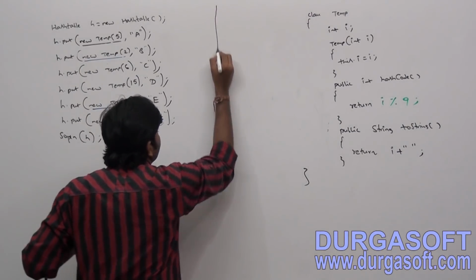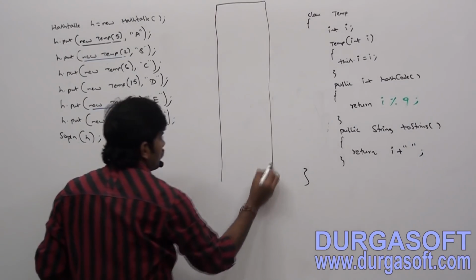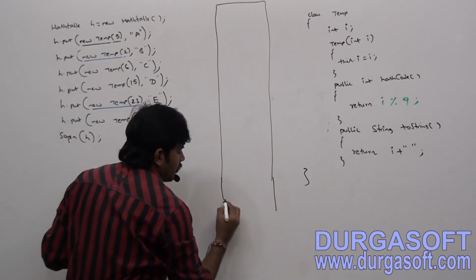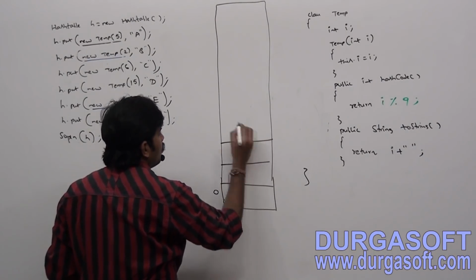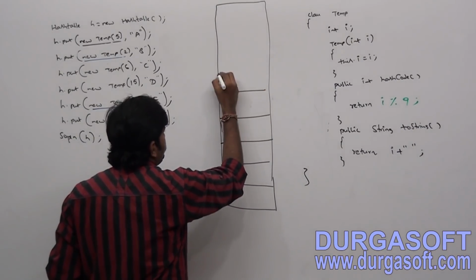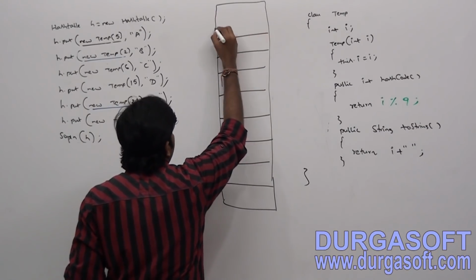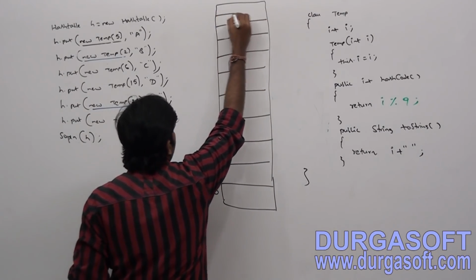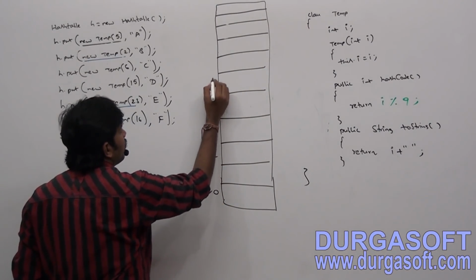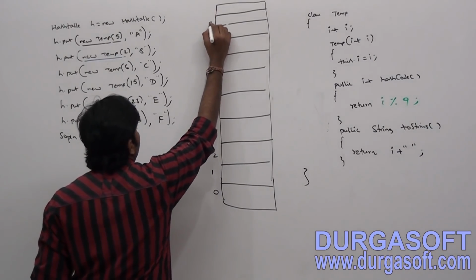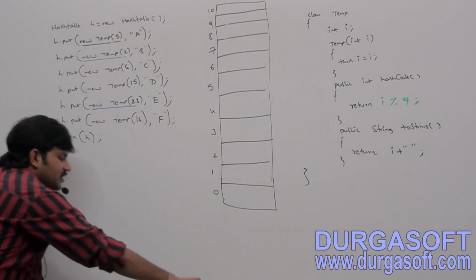The number of buckets: how many buckets are we going to take? Just observe this one. The 0th bucket, 1, 2, 3, 4, 5, 6, 7, 8, 9, 10. So 11 buckets are there. Now how will the data be saved?